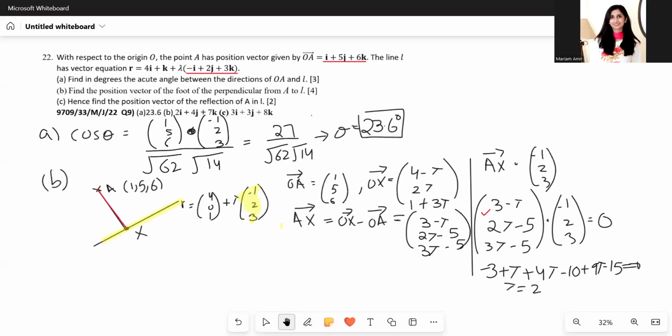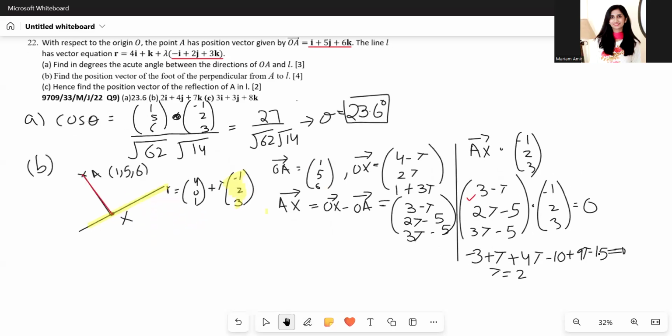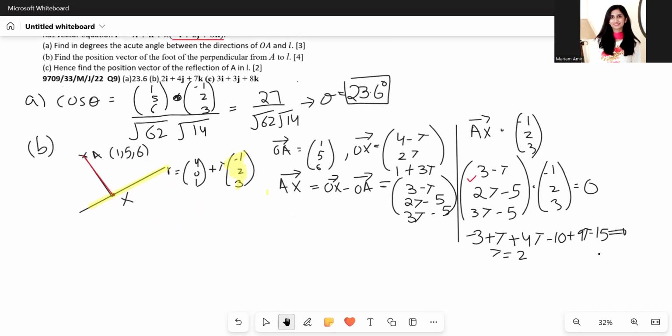Now if lambda is equal to 2 and we've been asked to find the position vector of the foot of perpendicular, we have to find the expression for the vector OX. So here's OX. We're going to replace the lambda with 2 and that would be our answer. So 4 minus 2 is 2, 2 times 2 is 4, and 1 plus 3 times 2 is 7. So OX would be 2i plus 4j plus 7k.